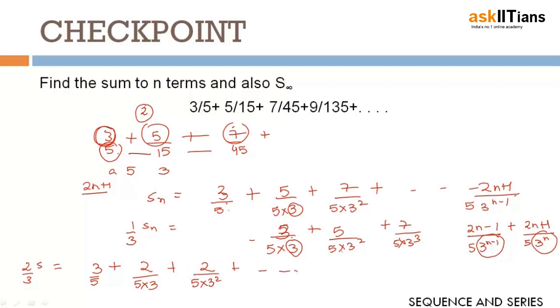So it's now clearly evident that this will again become 2 over 5 into 3 raised to power n minus 1, and the last term will be as it is, minus. Remember the sign, this is again a step where students a lot of time make a mistake, and the option is given as such, considering this sign to be positive. So this will be 2n plus 1 over 5 into 3 raised to power n.